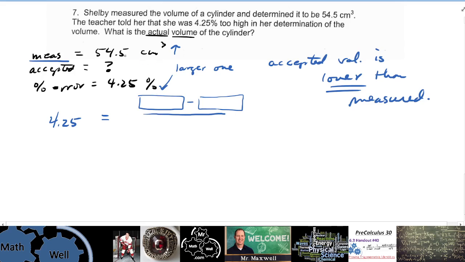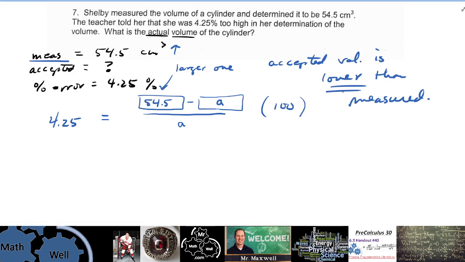So is the larger one her measurement or the accepted? It's her measurement, right? Okay, so we'll put 54.5 there. Now the accepted value is unknown, so we got to put an A right here. I'll get to your question in a second. And an A right here. Okay? And then times the 100 over here.